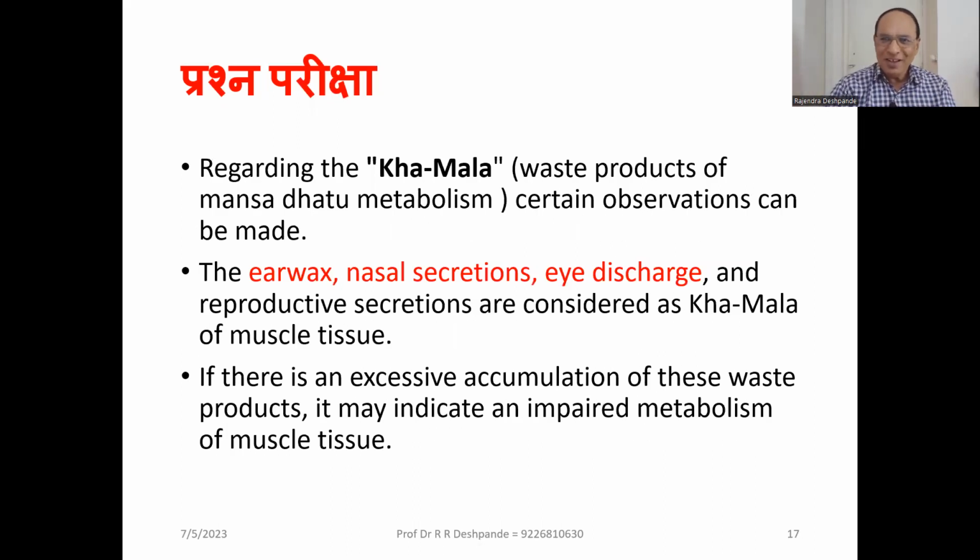Next point, Prashna Pariksha. Khamala. Very interesting. Khamala is the waste product of Mamsa Dhatu metabolism. Certain observations can be made by you, the doctor: the ear wax, nasal secretions, and eye discharge. These are considered as Khamala. Kha means hole, where the waste product comes through the hole. So Khamala is a waste product from Mamsa Dhatu metabolism. If there is excessive accumulation of these waste products, it may indicate that there is impaired metabolism of muscle tissue.